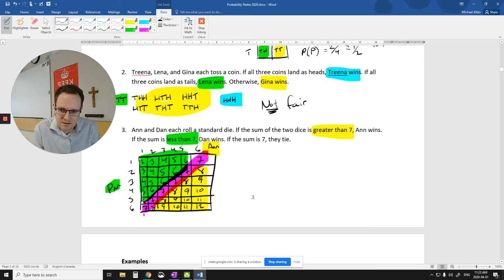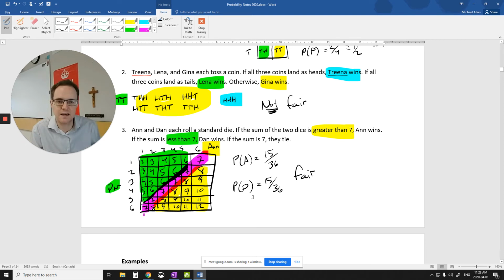So if I look at this, yeah, it's being cut perfectly in half. 1, 2, 3, 4, 5, 6, 7, 8, 9, 10, 11, 12, 13, 14, 15. Yeah, so they both have a probability. The probability of Anne winning is 15 out of the 6 times 6. That's 36 ways. And then the probability of Dan winning is 15 out of the 36. So this is a fair game as well. Pretty good.